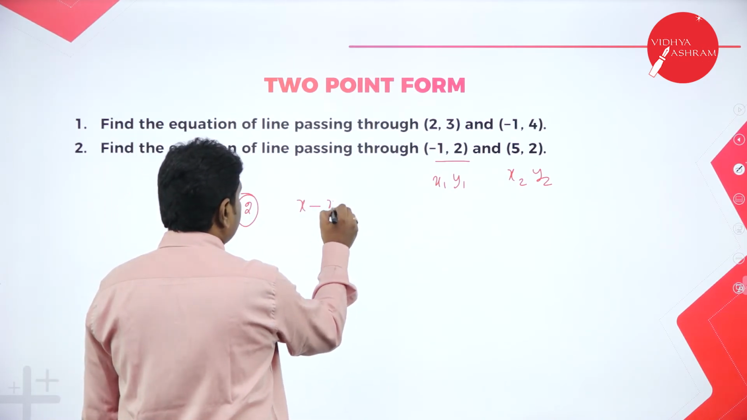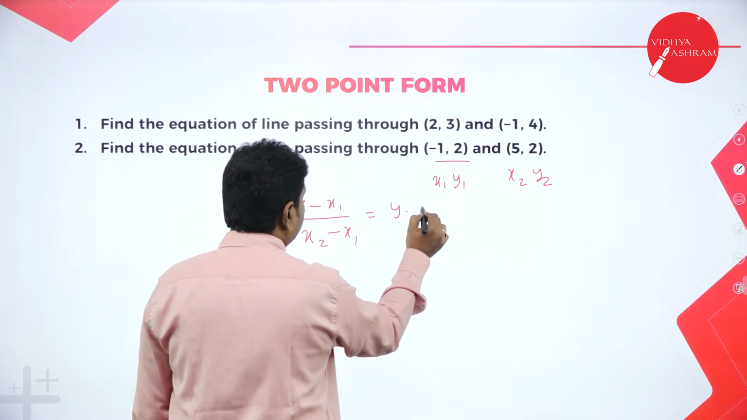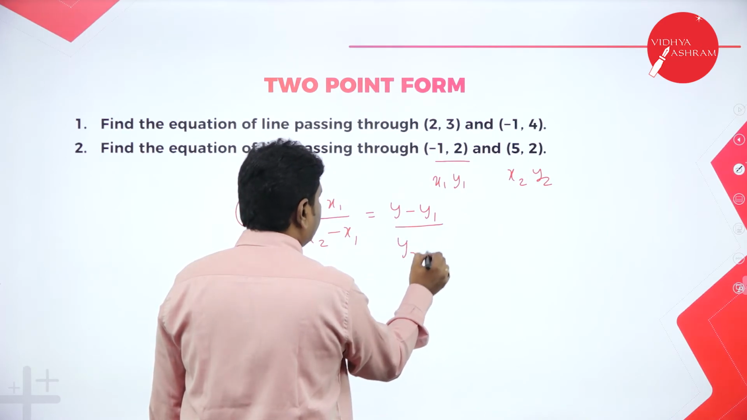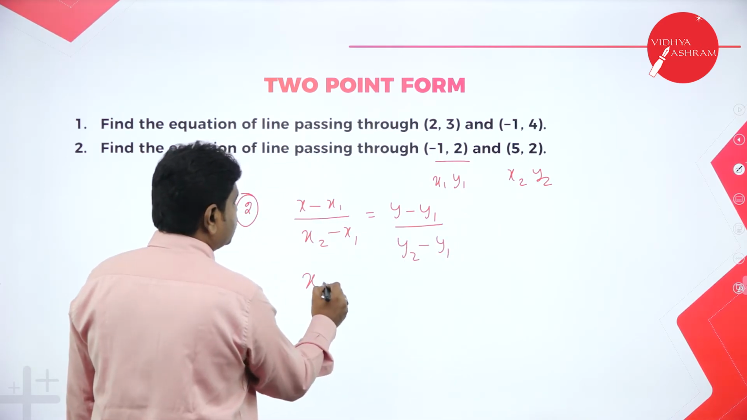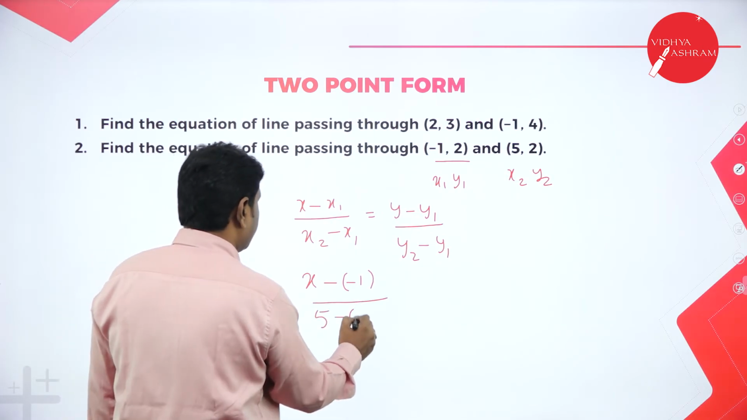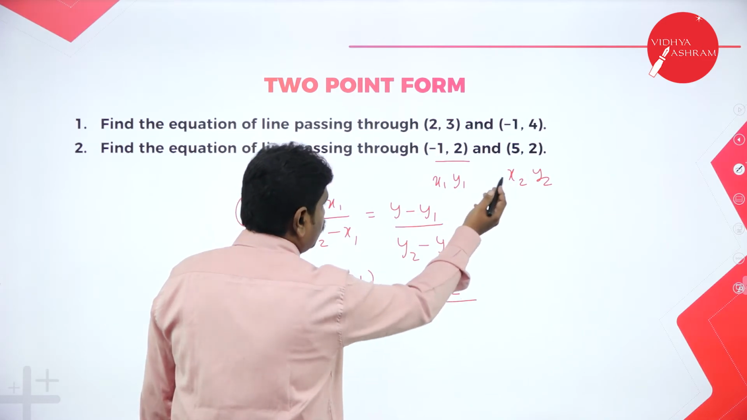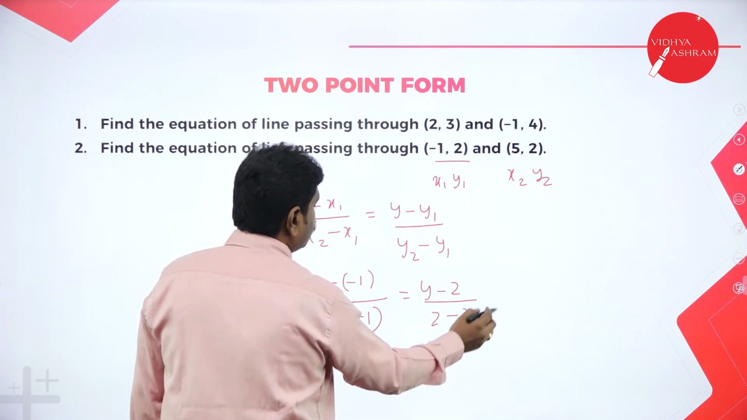(x minus x1) by (x2 minus x1) is equal to (y minus y1) by (y2 minus y1), or vice versa. You can take the other way also. x minus, what is x1? Minus 1, divided by x2 minus x1, that is 5 minus of minus 1, equal to y minus 2 divided by y2 minus y1, that is 2 minus 2.